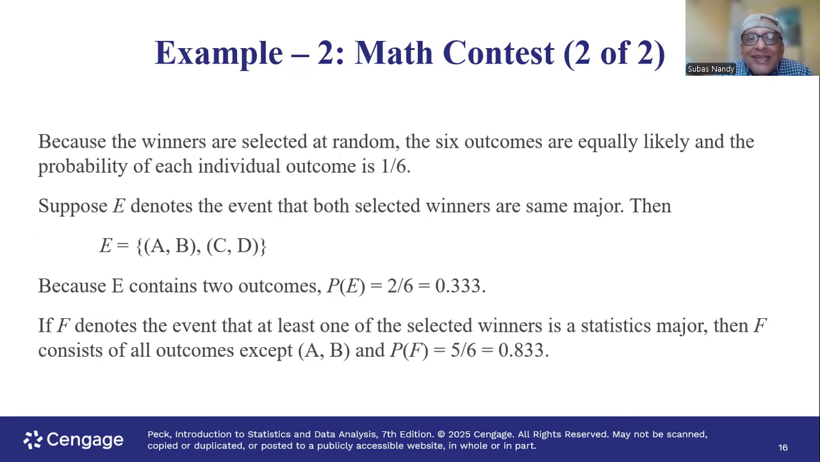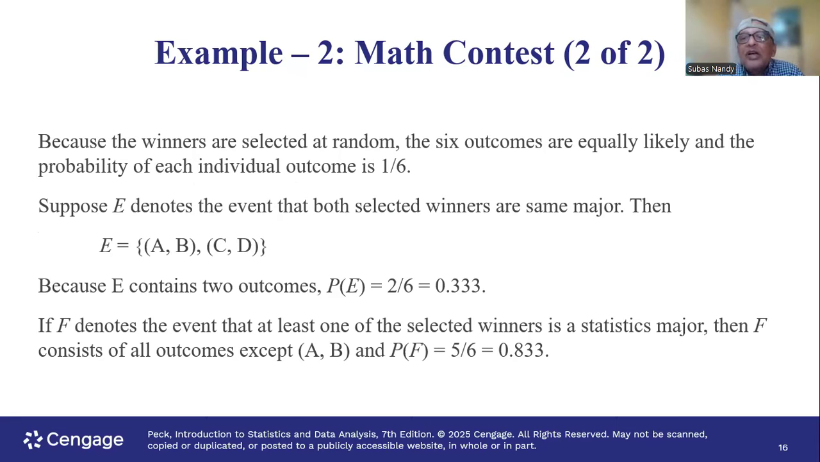Because winners are selected at random, the six outcomes are equally likely, and the probability of each individual outcome is 1 out of 6. What are they saying? Six possible outcomes. Each event, the winners are selected at random.